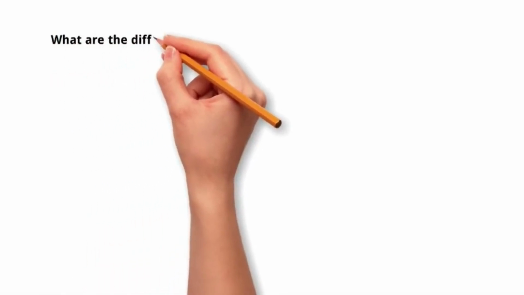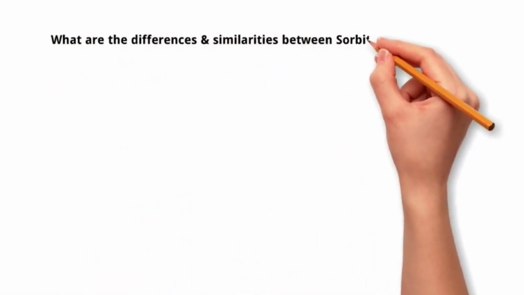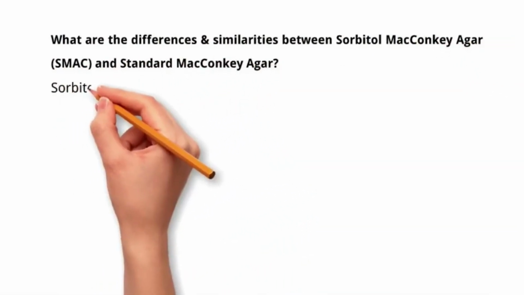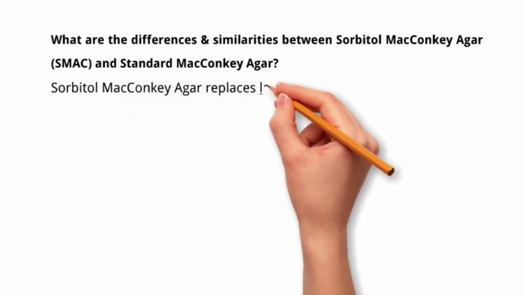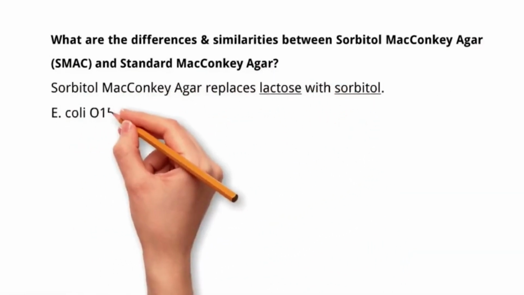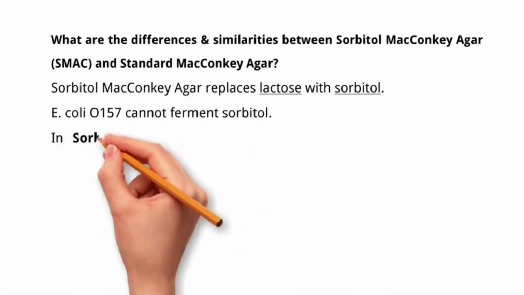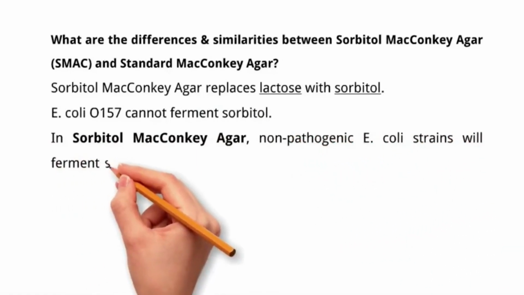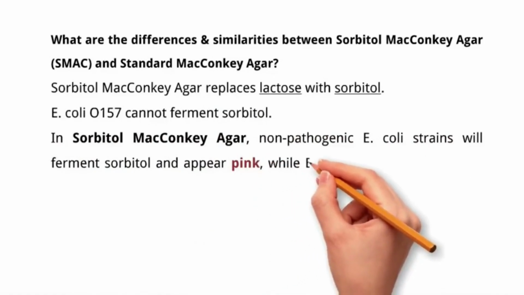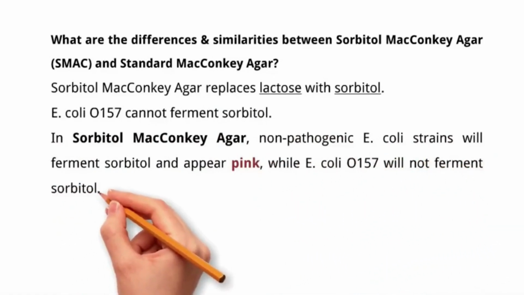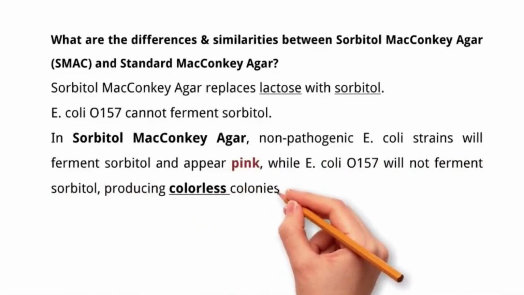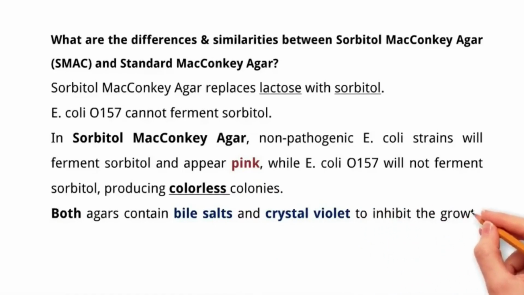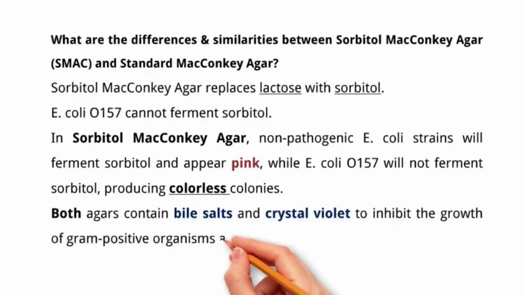What are the differences and similarities between Sorbitol MacConkey Agar, SMAC, and standard MacConkey Agar? Sorbitol MacConkey Agar replaces lactose with sorbitol. E. coli O157 cannot ferment sorbitol. In Sorbitol MacConkey Agar, non-pathogenic E. coli strains will ferment sorbitol and appear pink, while E. coli O157 will not ferment sorbitol, producing colorless colonies. Both agars contain bile salts and crystal violet to inhibit the growth of gram-positive organisms, and the pH indicator is neutral red.